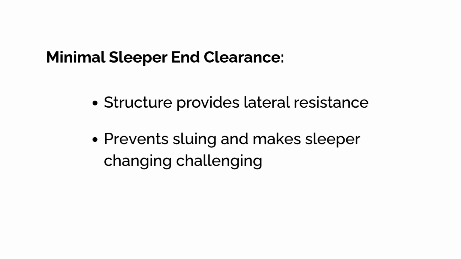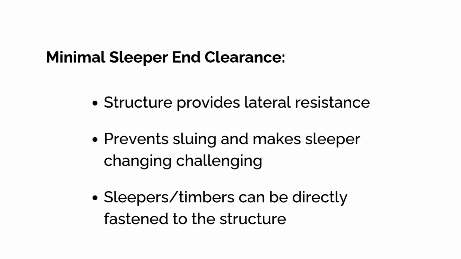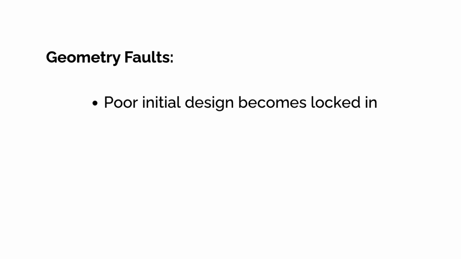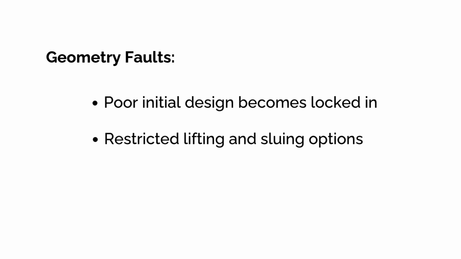On plain line, you can remove and reinstate the ballast shoulder to gain access. That option doesn't exist, where instead of a ballast shoulder, you have the structure. In some cases, the sleepers or timbers are actually directly attached to the structure, removing any flexibility at all. Geometry faults behave differently. Poor initial design can become locked in due to the structure restricting realignment or vertical lift. Understanding the bridge deck type lets you predict how, where, and why problems will appear.